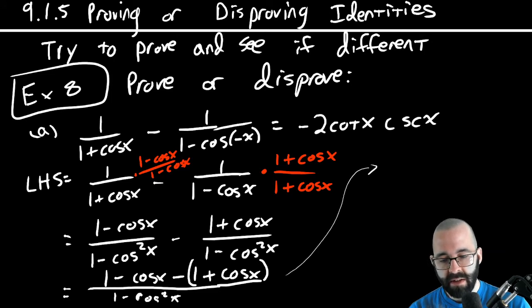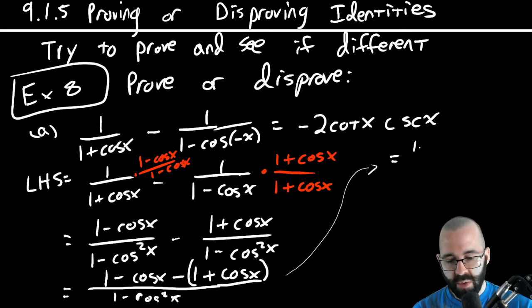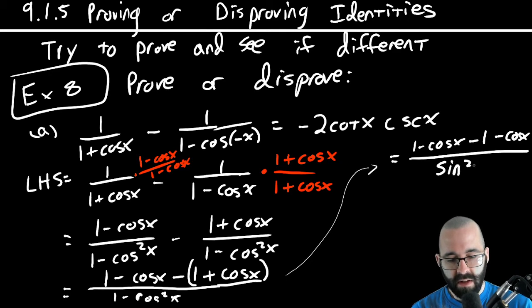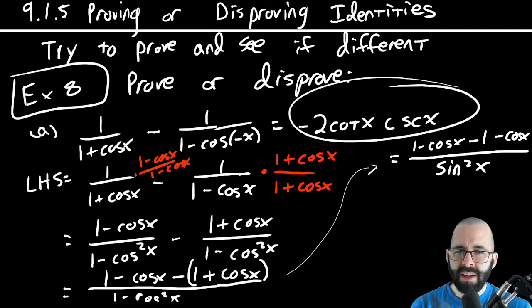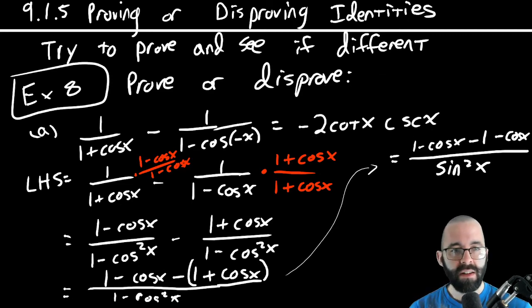All right, so let's go up here. This becomes 1 minus cosine of x minus 1 minus cosine of x, all over, I'm just going to turn it into sine squared. That might be a bad idea. We might need to go back. I don't know necessarily. Oh, yes, I do. I'm looking where I'm going. Cotangent, that's cosine over sine. Cosecant, that's 1 over sine. We should have sines in the denominator. So that's what we're going to do.